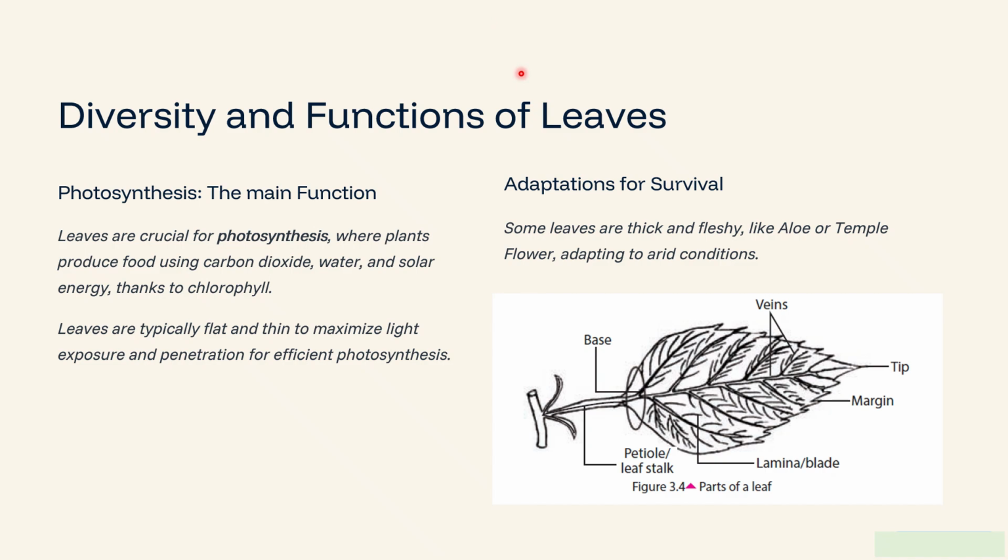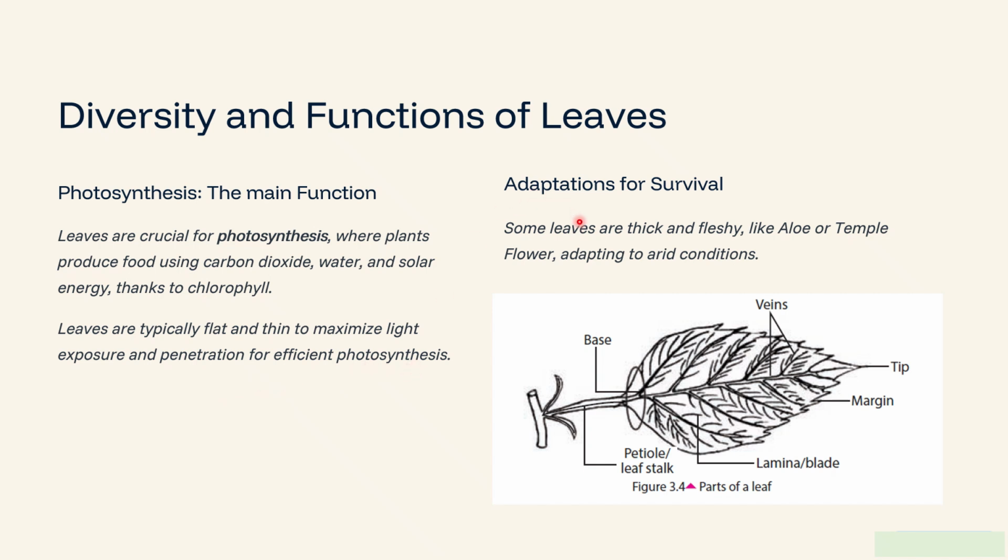Diversity and functions of leaves. The main function of leaves is photosynthesis. Leaves are crucial for photosynthesis, where plants produce food using carbon dioxide, water and solar energy thanks to chlorophyll. Leaves are typically flat and thin to maximize light exposure and penetration for efficient photosynthesis.